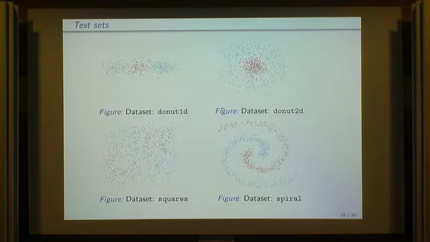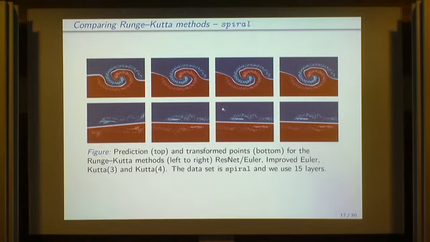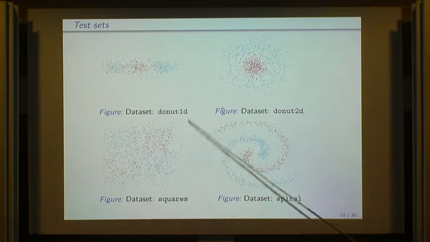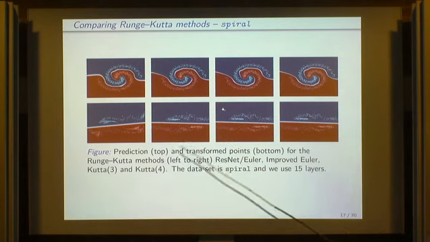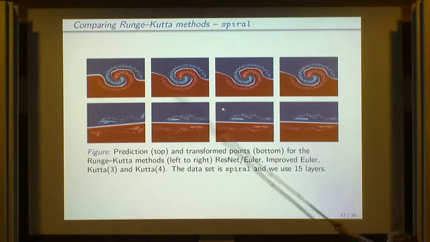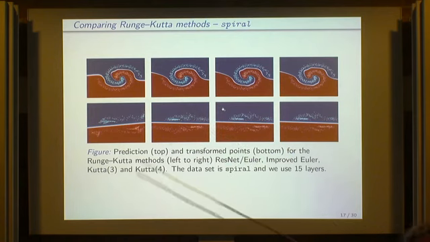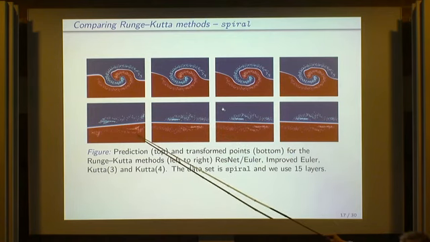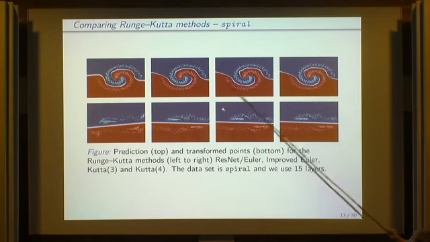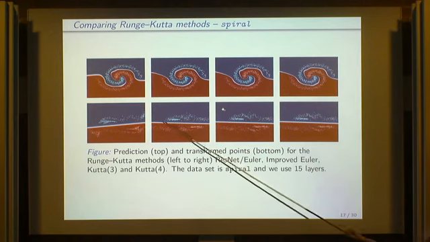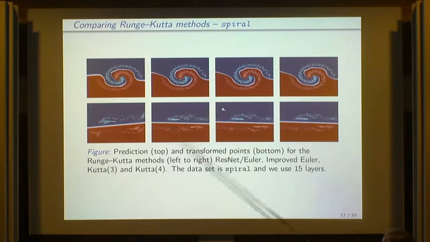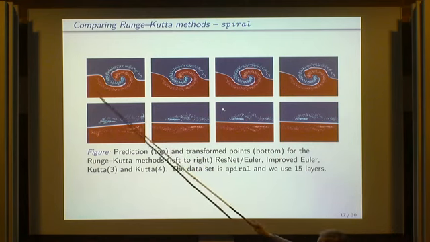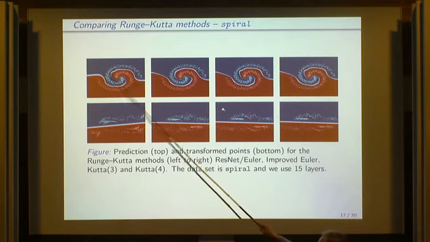Okay, let's have a look at some of the experiments. And these are similar experiments to what Ben was describing before. Here I'm showing 4 different Runge-Kutta methods with different orders. This is the ResNet, or Euler method. This is order 1, order 2, and order 4. And what you see on the top line is the prediction. So the light dots are the data, and the dark red and dark blue are the prediction.